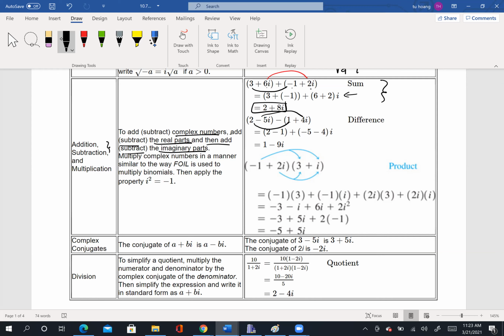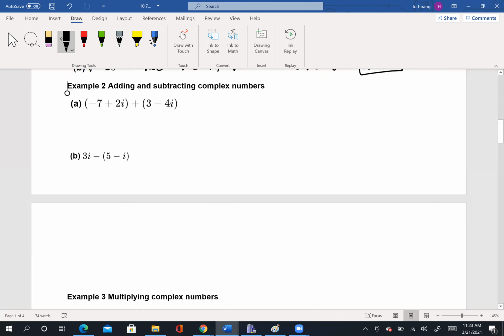Okay, so maybe let's do some examples to practice. For the first column, which is addition, I'm gonna open the parentheses so everyone can follow easily. So I have negative 7 plus 2i, and plus 3 minus 4i. I open the parentheses because right now it's addition, so nothing is changed. So now make sure real part goes with real part, imaginary goes with imaginary.